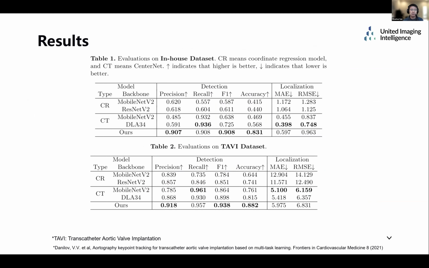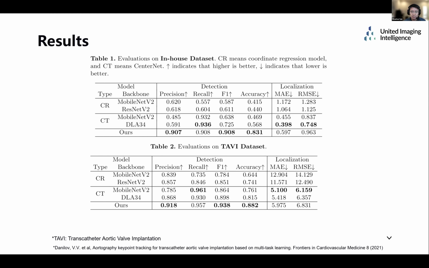We evaluate our method on both an in-house data set and an external data set. For the in-house data set, this is a PCI-based data set. We compared our method to a coordinate regression-based method and a CenterNet-based method with different network backbones. We found our method significantly outperforms those compared methods.